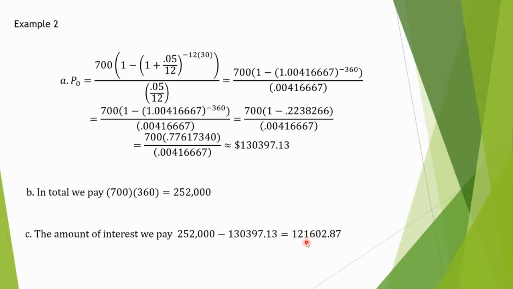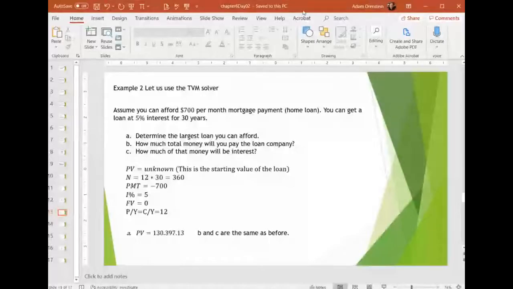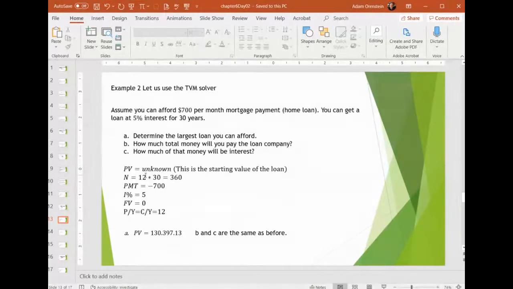Okay, so I really hope that makes sense. That's one example. Well, actually, no, I'm not done yet. Let me do this with the TVM solver. Okay. So again, it's the same problem, but notice the variables are going to be a little bit different, mostly because PV is going to be our unknown, not P0. Although PV is P0. That's the unknown amount.